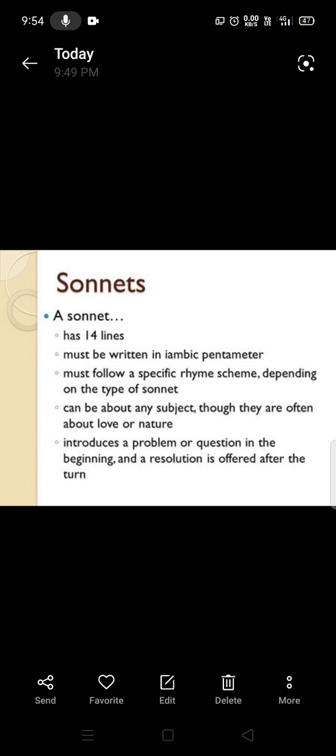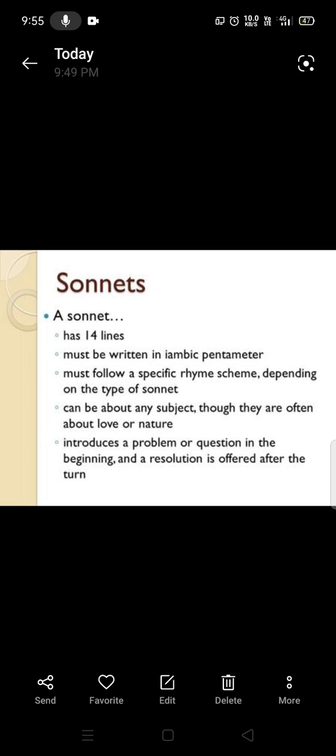A sonnet is a poem written in 14 lines. Let's discuss first the Italian sonnet. In Italian sonnets, the 14 lines are divided into two different stanzas. The first 8 lines make a stanza, that is the octave, and the last 6 lines make another stanza, that is the sestet. So 8 plus 6, octave and sestet, with a specific rhyming pattern.